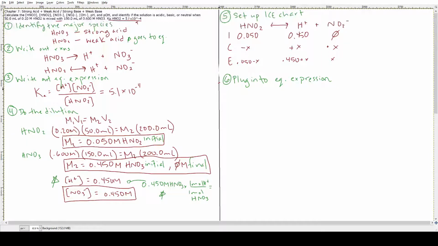So we've got that from over there. So I know that 5.1 times 10 to the negative 4 is equal to, okay, concentration of hydrogen, that's 0.450 plus x, times x, over 0.050 minus x, products over reactants. I don't have any exponents because nothing has a coefficient.